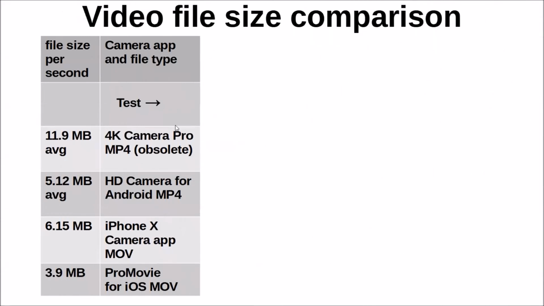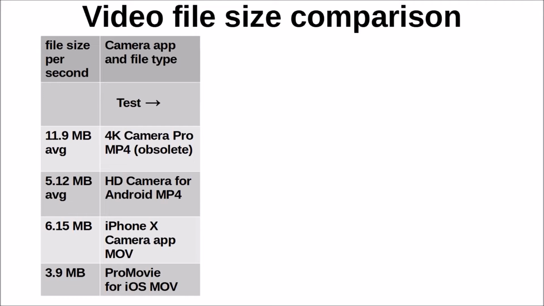Now, a video file size comparison. What I did was take the 40 seconds or so of video I shot with each app, figured out the total file size of those 2 files, and then divided it by the number of seconds. So what you see here is a direct comparison of the file size recorded per second by each of these 4 apps. The top 2 are the Android apps, and the bottom 2 are the iPhone apps.